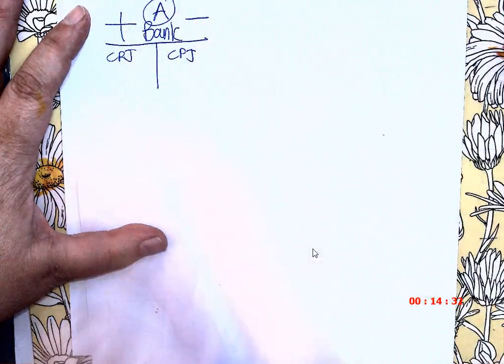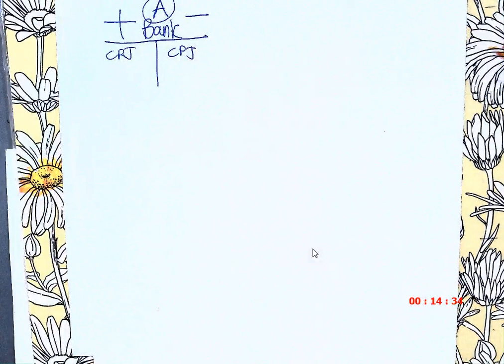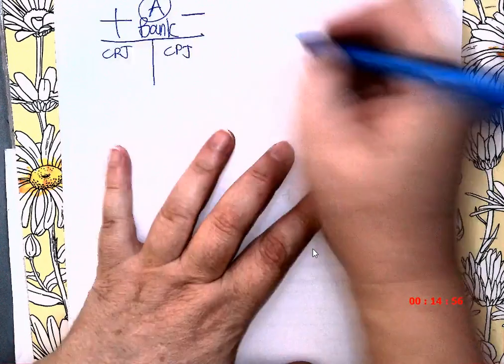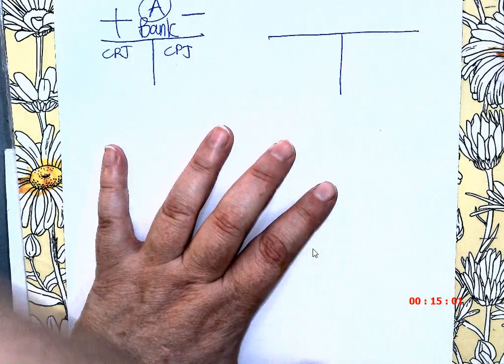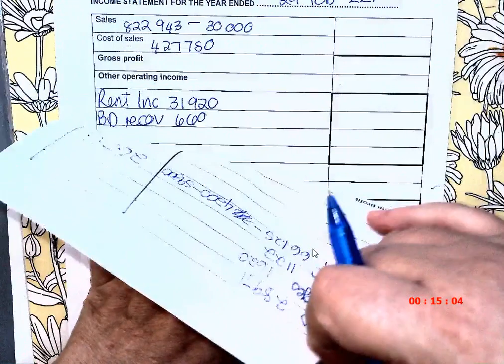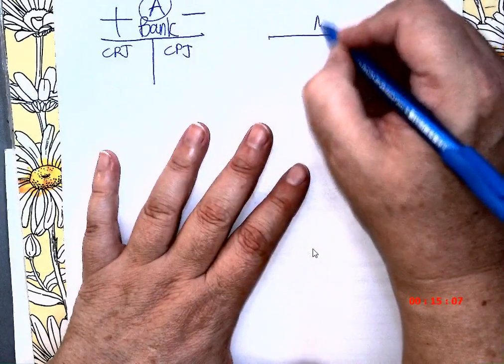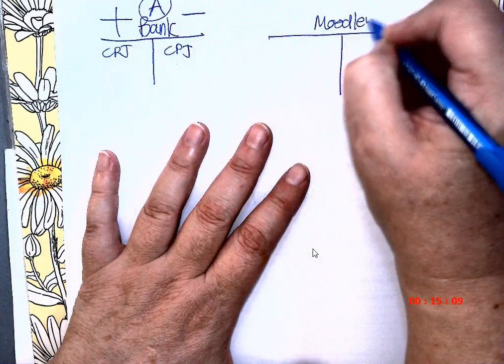The bank, like Absa or FNB, also needs to keep track of the transactions that my business has with them. And in their books, they have an account of the transactions with me. And the bank statement is like a screenshot of their books. So in their books, they'll have a T account. What is this business name? Moodley Traders. They'll have a T for Moodley Traders.